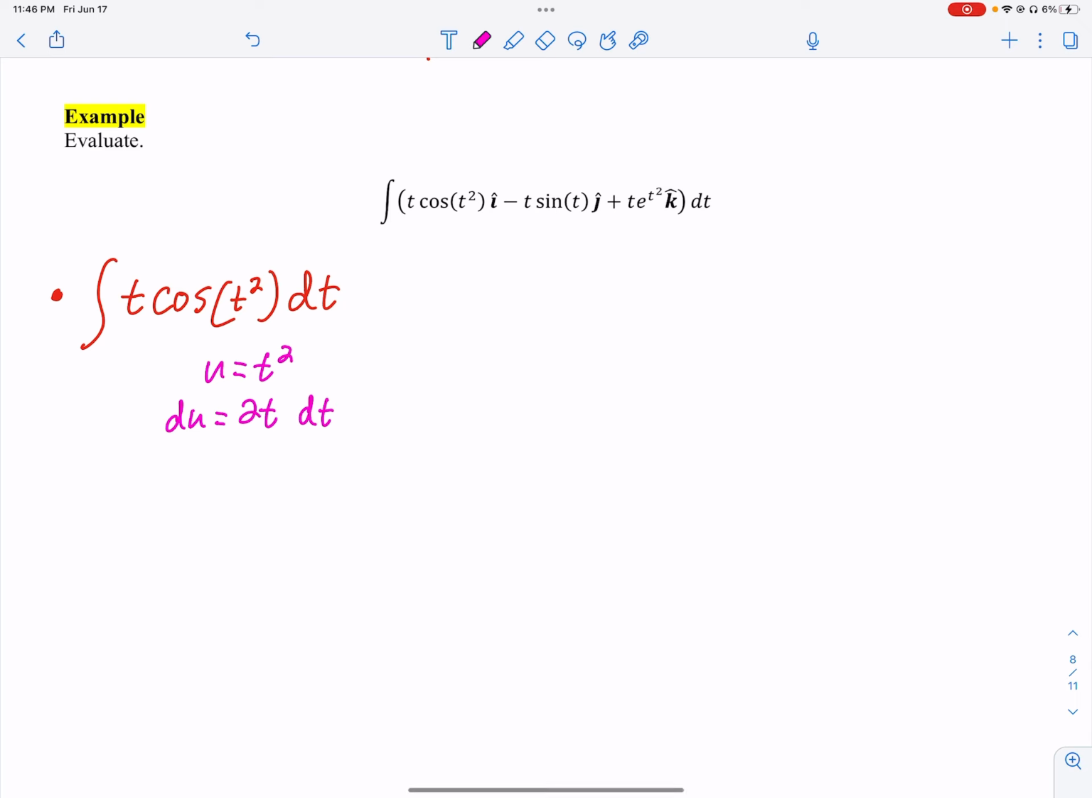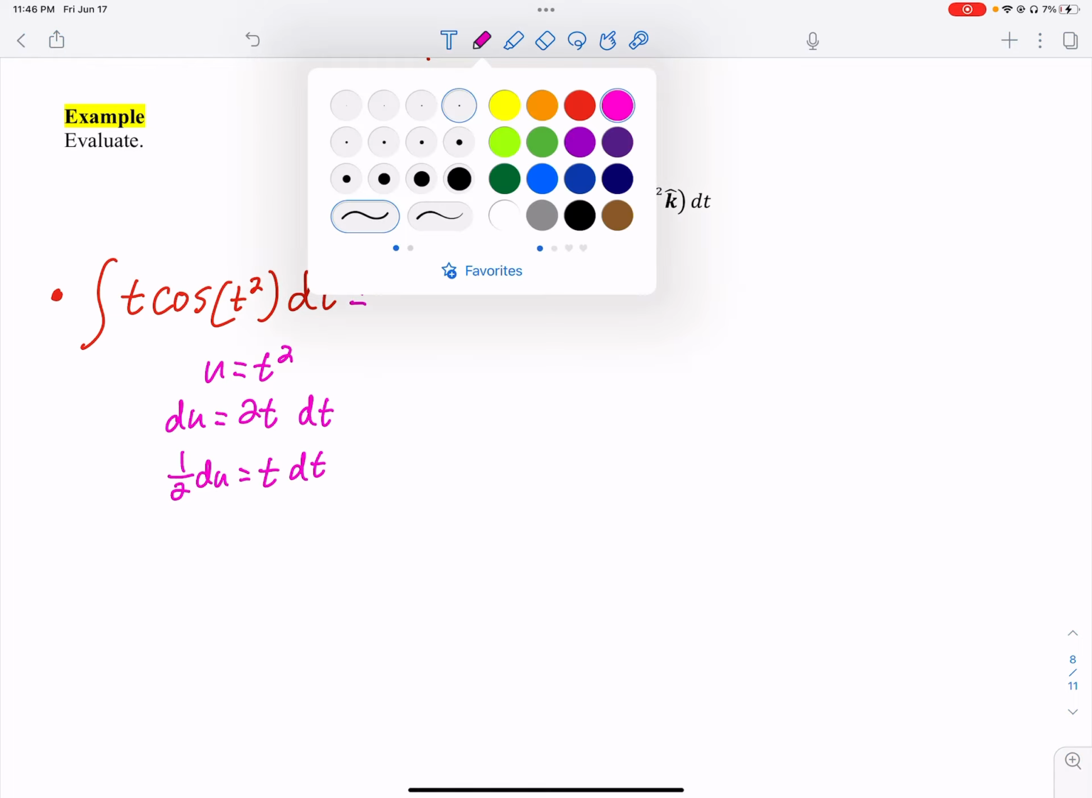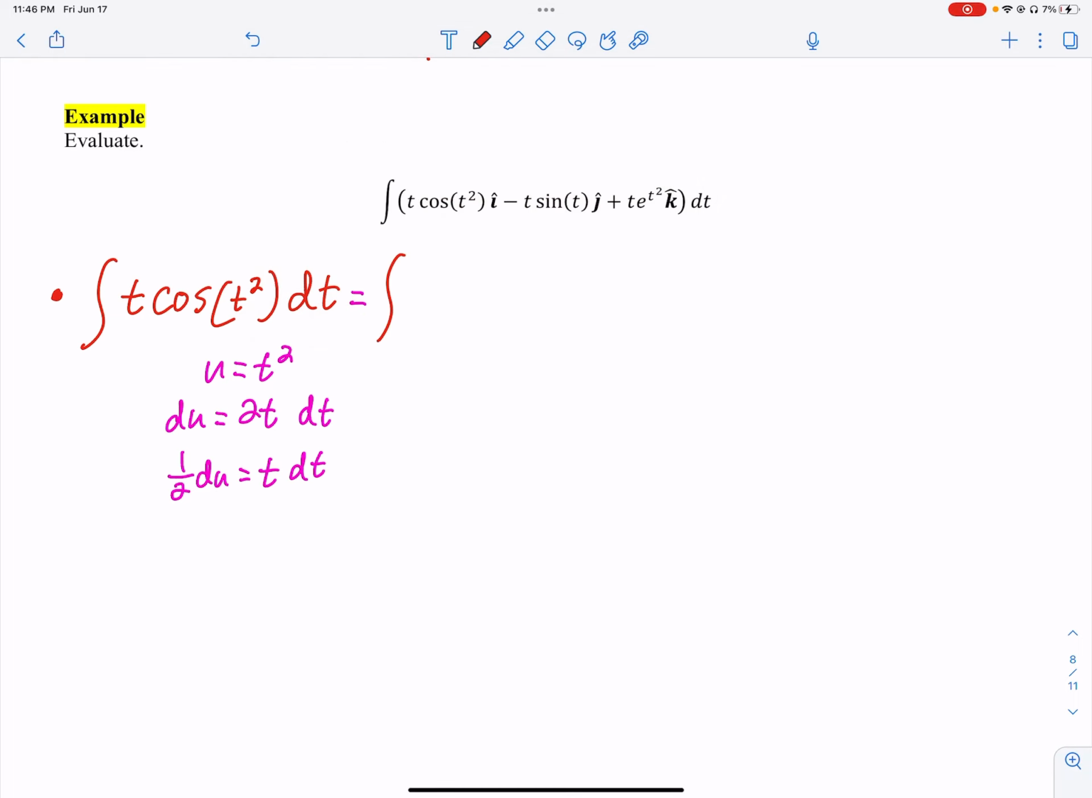All right, so we have that. I think about it this way: 1/2 du equals t dt, because I can take the t and the dt out. So this ends up being the integral of, okay, I need a 1/2. I'm going to pull that out. 1/2 integral of t's gone. T squared becomes a u, so I get cosine of u du. Let's figure that out. That's going to be sine, because derivative of sine is cosine. I'm going to replace u with t squared, and then we get this plus c1. That was an i component.